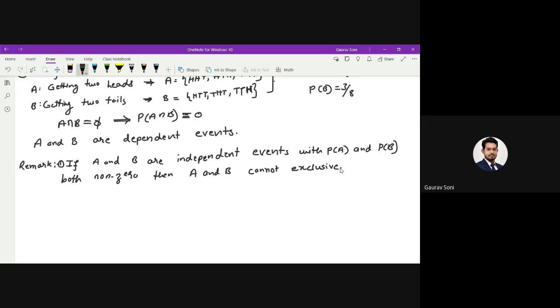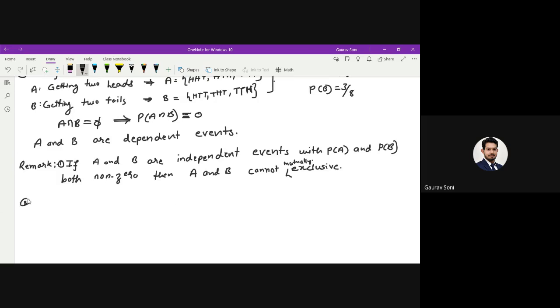So the remark says that if probability of A and probability of B are non-zero, then A and B cannot be mutually exclusive. If A and B are independent events with non-zero probabilities, then they cannot be mutually exclusive. If the probabilities of A and B are zero, then we can think of something else.